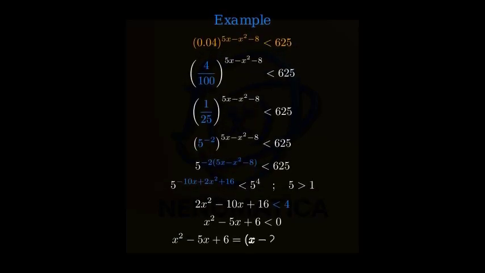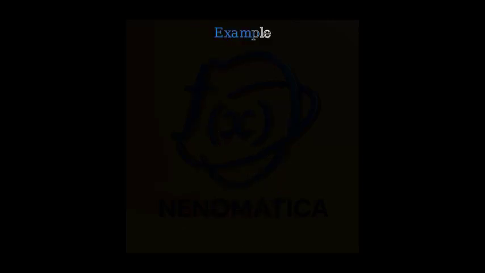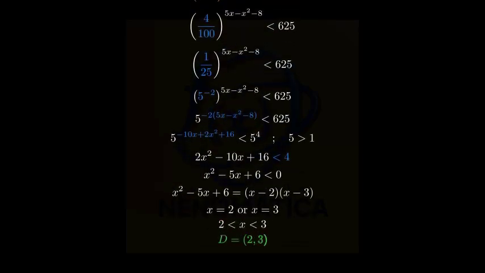To solve this quadratic inequality, we need to find the zeros of the polynomial x squared minus 5x plus 6. We can factor this as the product of (x minus 2) and (x minus 3). Setting each factor equal to 0 gives us x equals 2 or x equals 3. Since the coefficient of x squared is positive, the parabola opens upward.